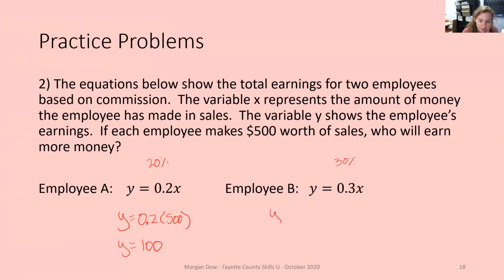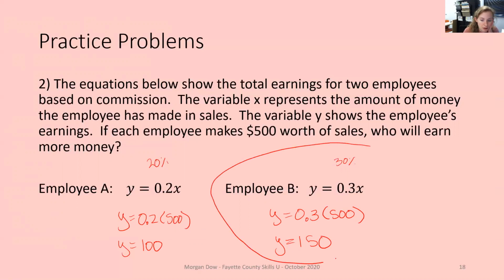Employee B is doing 0.3, or 30%, times 500. 0.3 times 500 is 150. So employee B would earn $150. So employee B will earn more money.